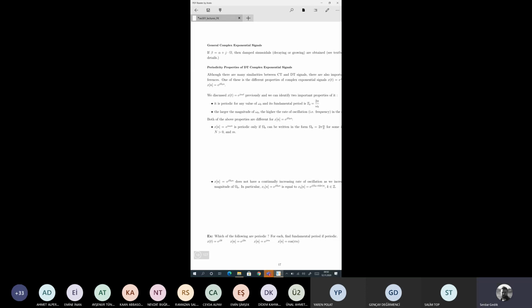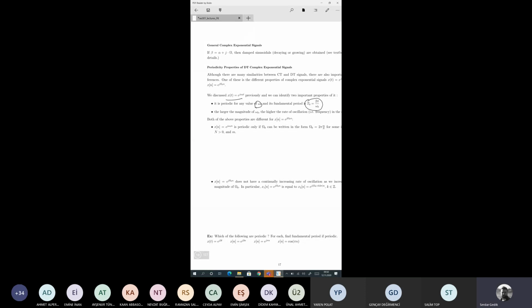So next idea that we will discuss is periodicity of those discrete time complex exponential signals. Well, I remember in continuous time, let's say I have x of t, which is e to the power j omega 0 t. It is periodic for any value of omega 0. So regardless of omega 0 values, it's periodic. And remember, we have defined T0, which is 2 pi over omega 0, as the fundamental period.